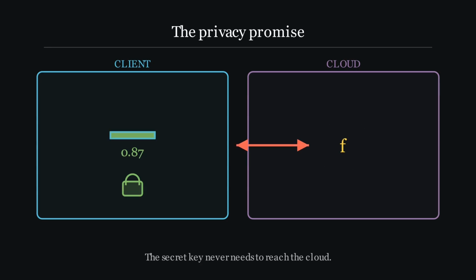This preserves privacy for the input, the intermediate encrypted state, and the output. The essential promise is simple. Useful computation occurs on the cloud, but decryption authority never leaves the trusted client.